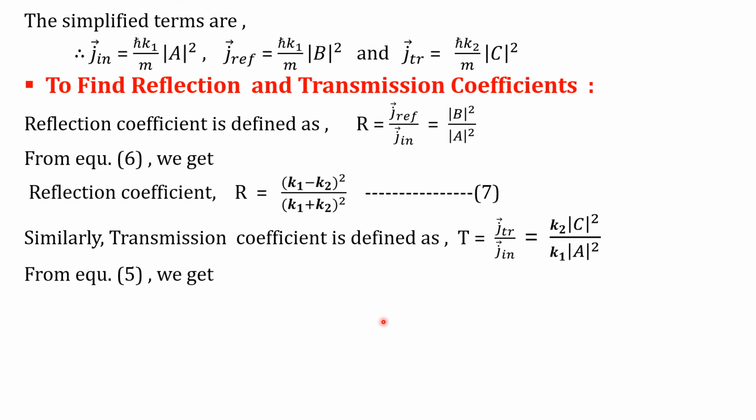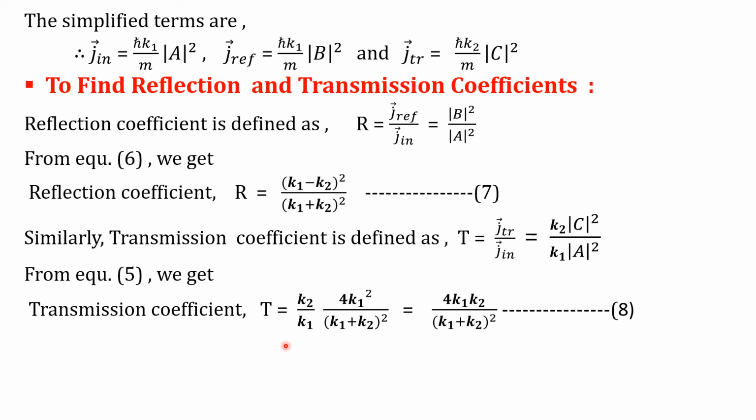We find C by A and put it here: K2 by K1 is kept as it is, into the square of C by A, which is 4K1 divided by (K1 plus K2) square. If we simplify the whole term, K1 square in the numerator cancels one K1 in the denominator, and the numerator term is 4K1 K2 divided by (K1 plus K2) square.